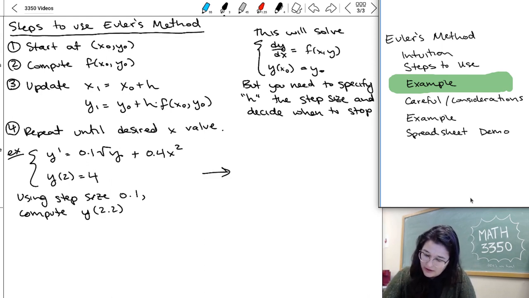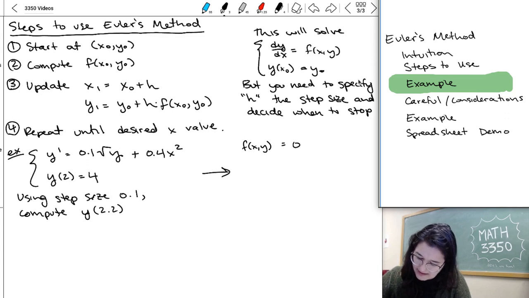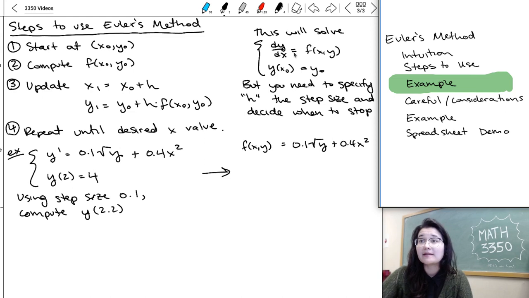So putting this all in the same terms as our steps here, we've got that f of x, y is 0.1 root y plus 0.4 x squared. It's the thing that's equal to the derivative in our original problem. The point x0, y0 that we need to start from comes from our initial conditions. That's right here. Our initial x is 2, our initial y is 4.